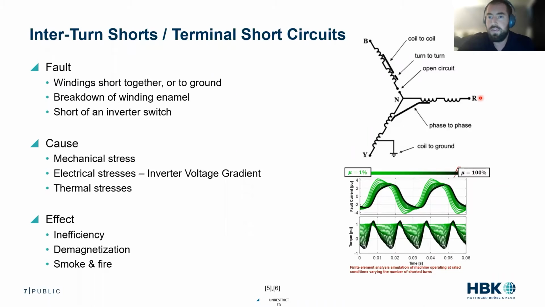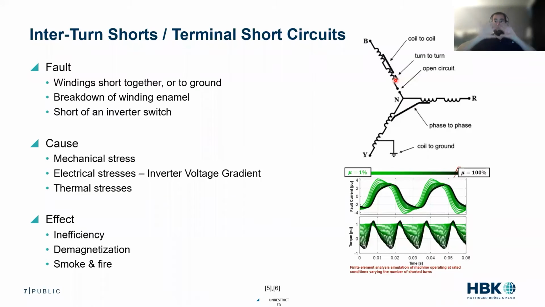Turn-to-turn shorts. Many of you have probably seen a circuit diagram of a motor, which we have here, which is a three-phase motor, phases A, B, and C with our neutral point in the middle. So what's the fault in an interturn or a turn-to-turn short? Well, the windings are shorted together or shorted to ground. So we can see there are a number of different interturn type shorts where we can have coil to coil, we can have turn to turn. This is two turns that are next to each other that are shorted.